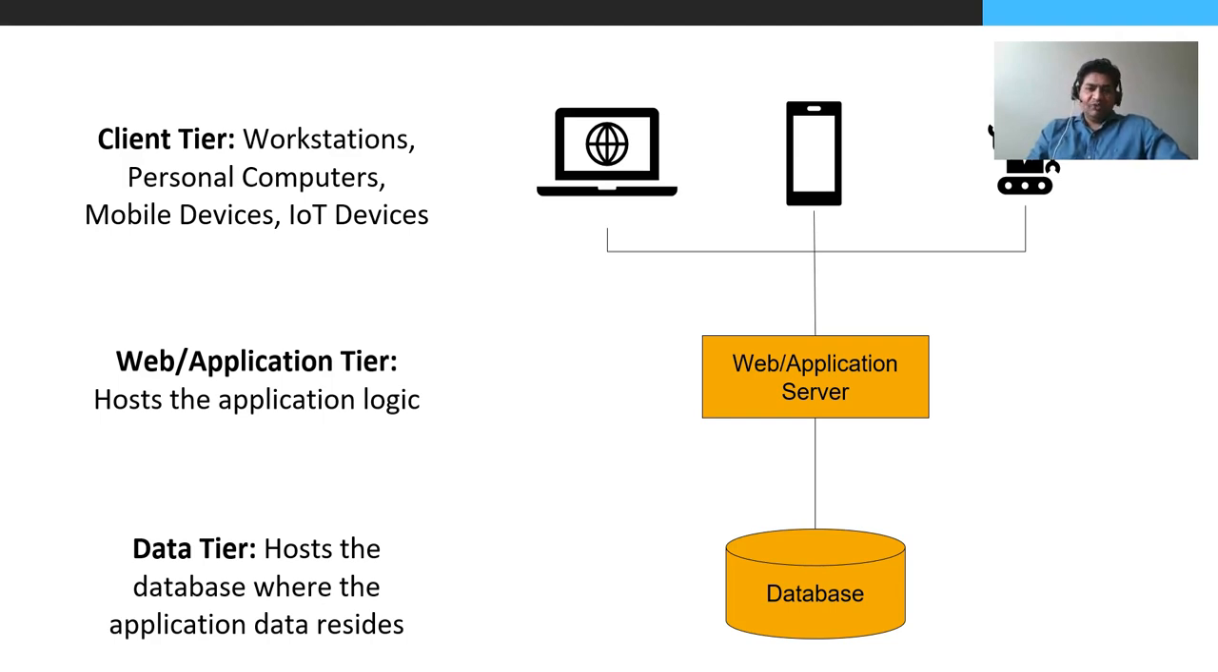Okay, website is more like a three-tier application. So the first tier in this case is the client tier where you're accessing the website using workstations, personal computers, mobile devices, IoT devices. And when you type say azcloudtraining.com, the request is sent to the server where basically a web or application server receives it. So the web and application server is the second tier in this architecture, and most of the times hosts the application logic.